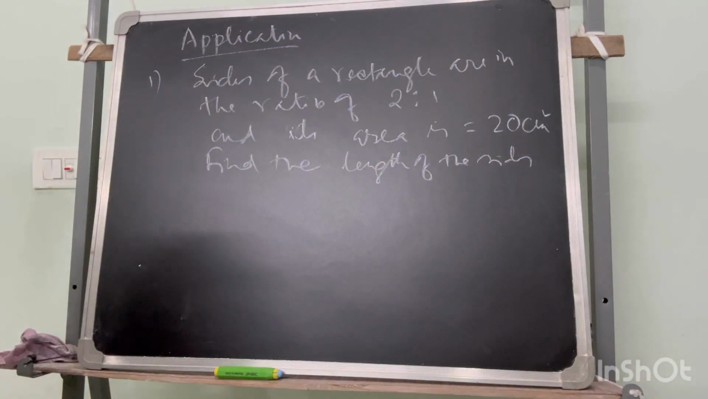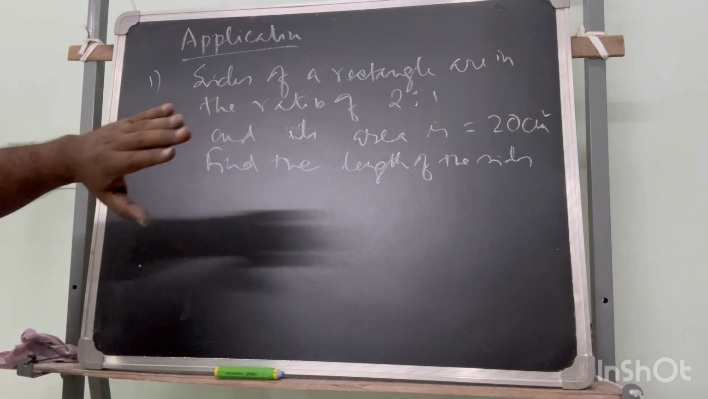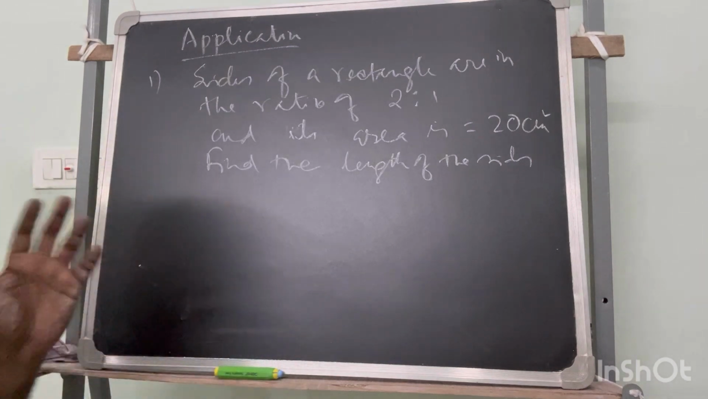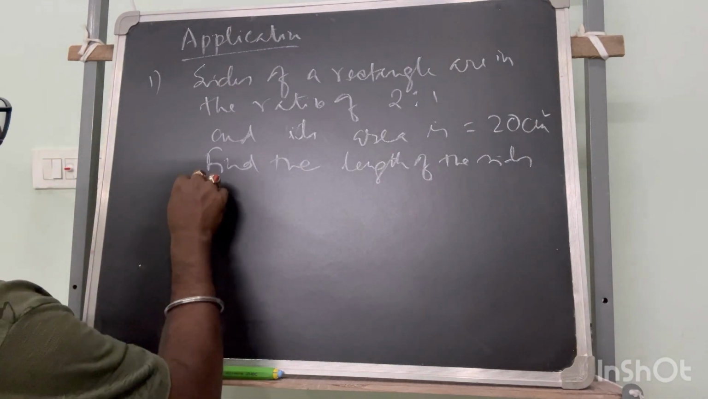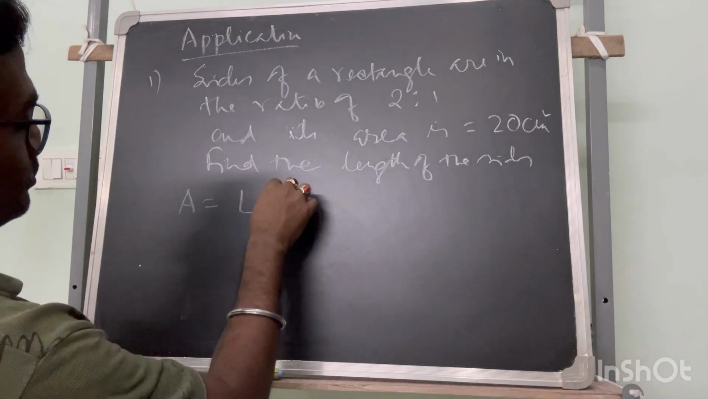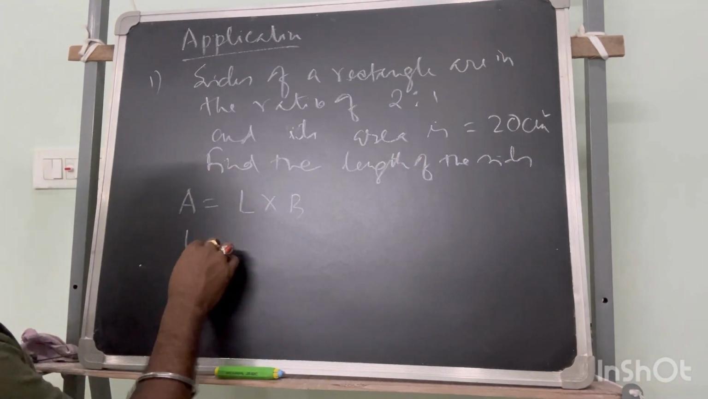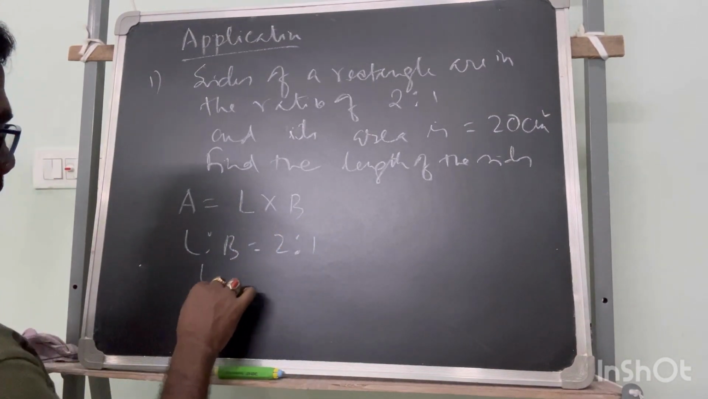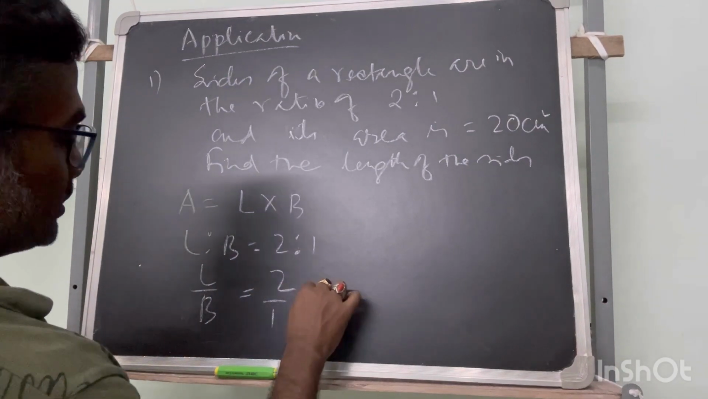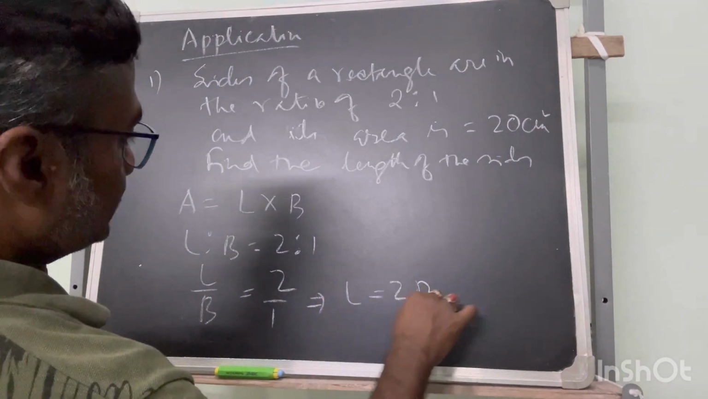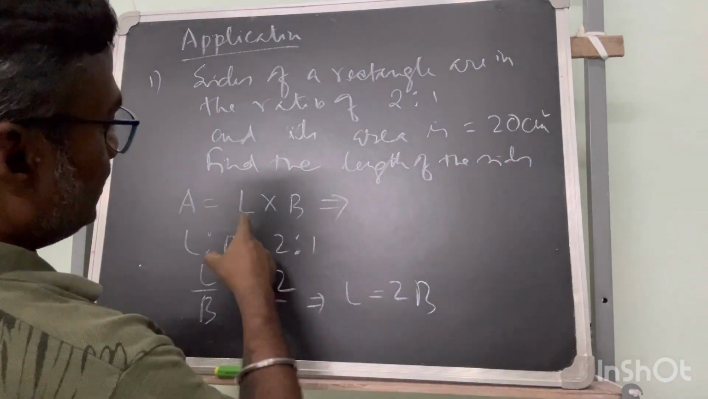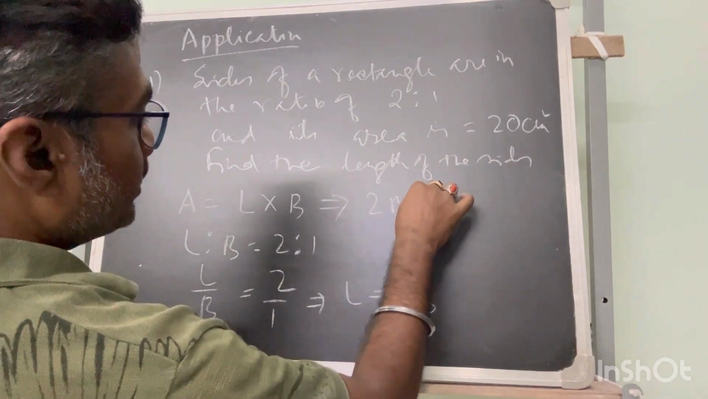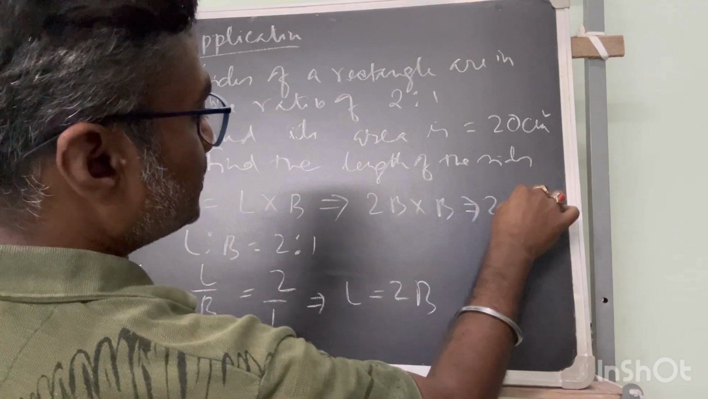Now in this case, whatever equation I establish, I will get a quadratic equation. How? The area of a rectangle is equal to length into breadth. First, length and breadth are related 2:1. From there, length by breadth is equal to 2/1. So I can say length is equal to 2 times breadth. Now if I put it here, area is equal to length into breadth, which is 2b into b, so I am getting 2b square.